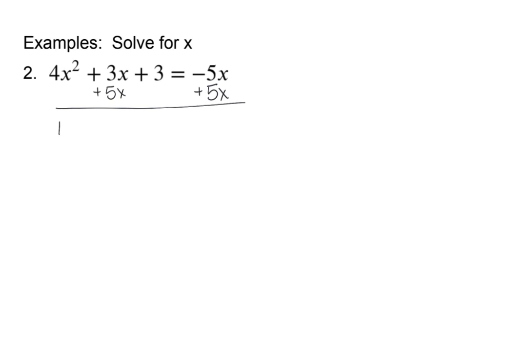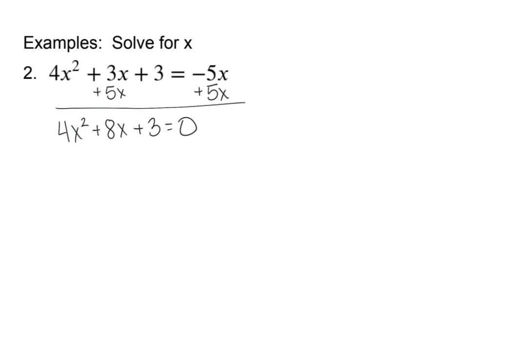So what we'd have left would be 4x squared, and then we could put these guys together to give me 8x, and then plus 3. So step 1 is done. We've combined all the things we can combine, and it's set equal to 0. The next thing we need to do is factor.